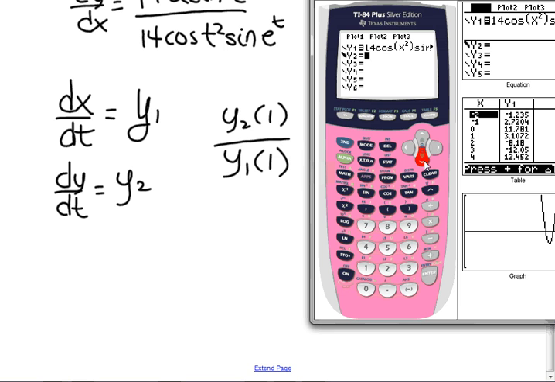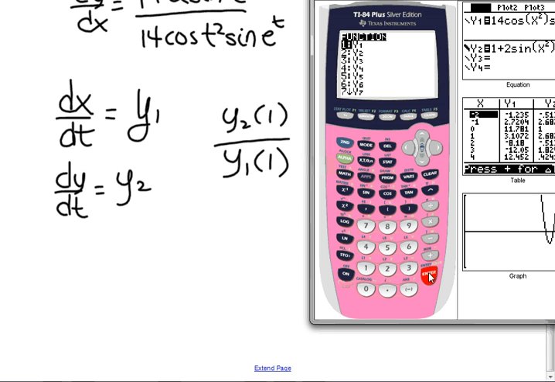I'm not even going to use the graph. What's the other one? 1 plus 2 sine of t squared. Okay? I want y2 over y1. So I'm going to quit, and I'm going to go vars, because many of you do not have the new operating system, divided by, oh, I got to put in 1, divided by, but see, once you start doing this, you're opening yourself up for mistakes.